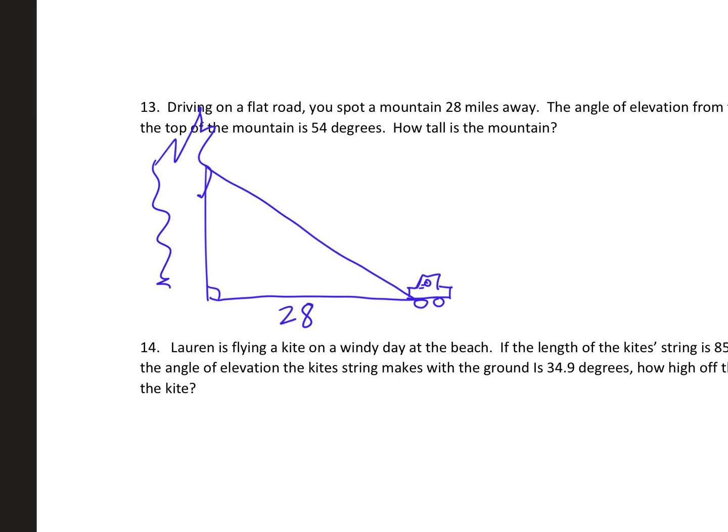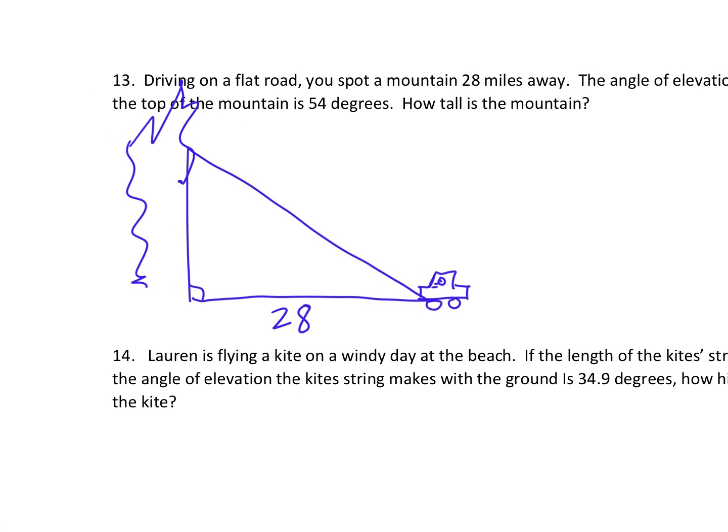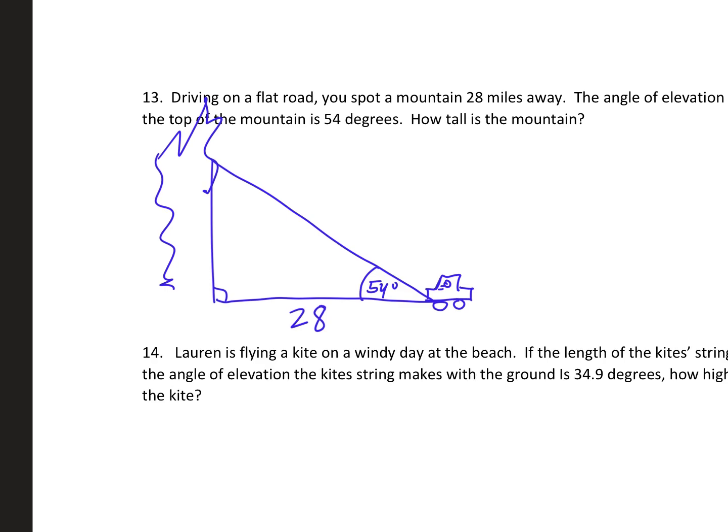So you keep reading. It says the angle of elevation from the car to the top of the mountain is 54 degrees. Where do I put that? The angle of elevation. Where's the angle go? Near the bottom corner. Always in the bottom corner. And then it says, how tall is the mountain? What do I want? The up and down or the hypotenuse? The up and down. From the ground up, how tall is it?